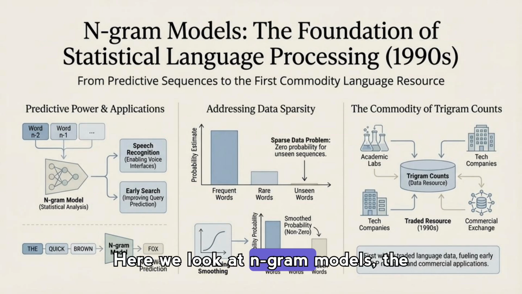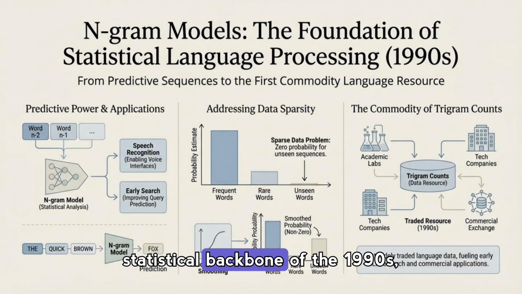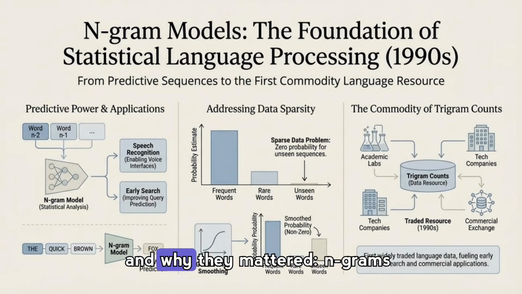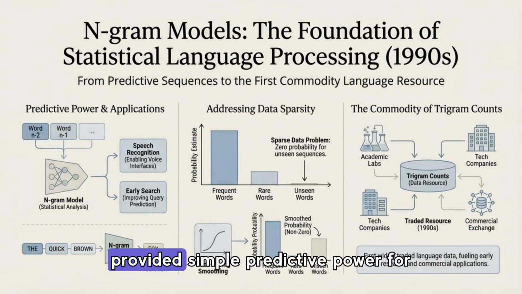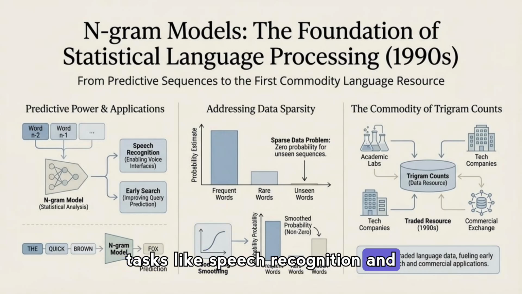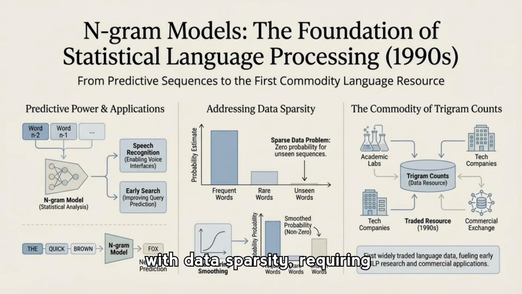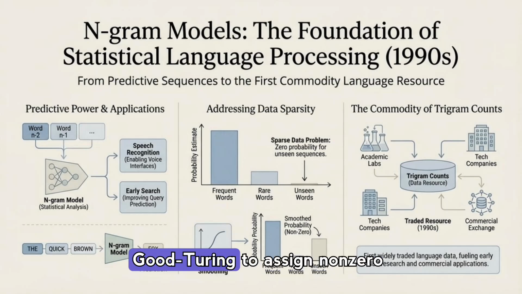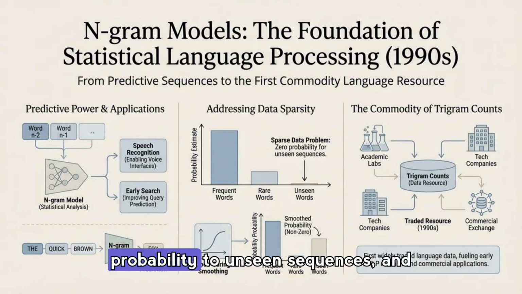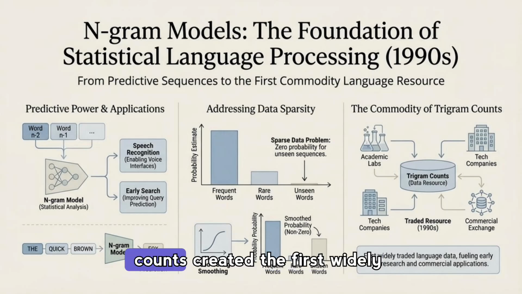Here we look at n-gram models, the statistical backbone of the 1990s, and why they mattered. N-grams provided simple predictive power for tasks like speech recognition and query prediction, but they struggled with data sparsity, requiring smoothing techniques like Good-Turing to assign non-zero probability to unseen sequences, and the emergence of web trigram counts created the first widely available language resource for research and industry.